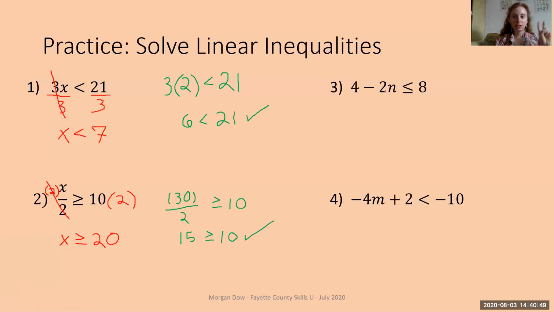3 is an example of a two-step linear inequality. Last week we worked on two-step equations. This is a two-step linear inequality. It's two steps because when I look at the side with the variable, I see two different operations. I've got multiplication here. I've also got subtraction.